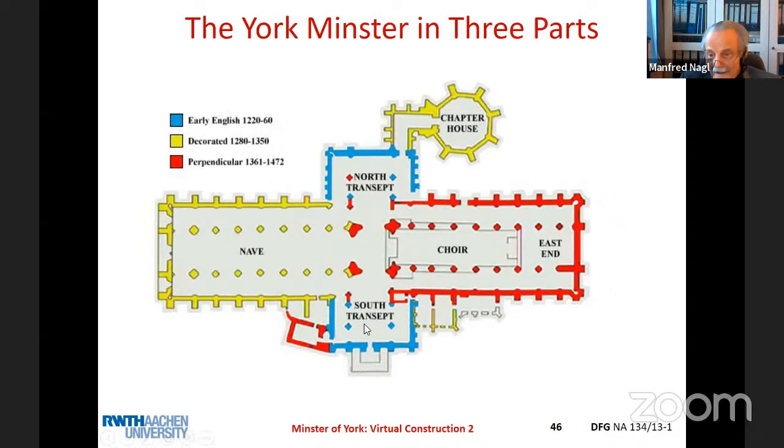Here is now the Minster of York in 3 different parts. So this was the early Gothic part, which was replaced first. Then came the main house with the towers here. And then came the choir, this huge choir, which has an inner part and an east end here. And there is a chapter house, which is also very specific for the English churches.